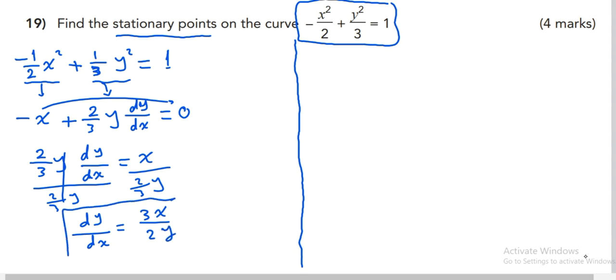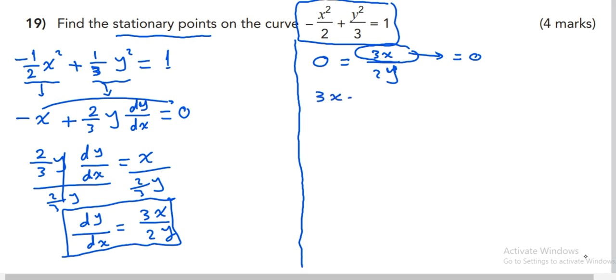As we get dy by dx or y dash, we have to put it equal 0 and solve. And here we have an important remark: if we have any fraction equal to 0, it means only the numerator equals 0. You have an expression in the form of a fraction and its value equals 0, it means only the numerator equals 0. So 3x equals 0, from it x equals 0. This is the x coordinate of the stationary points.